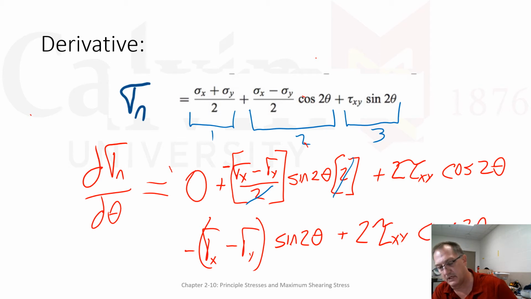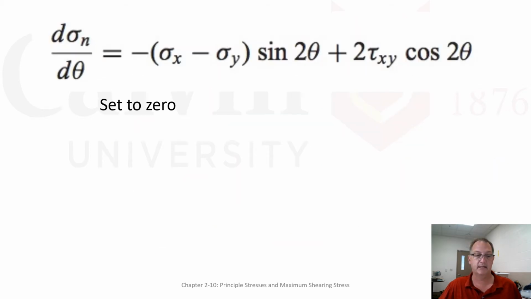Cosine of 2 theta, it's all equal to 0. How'd I do? Well, if we look at the next slide, I actually did just copy it. Set that equal to 0 and solve that.